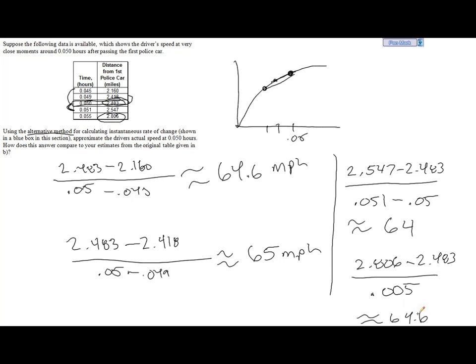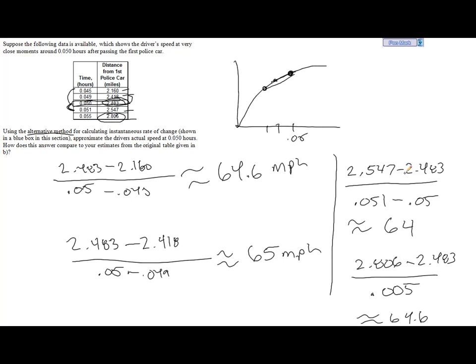Okay, well, what's happening here? Why is this behaving so strangely? It goes from 64.6 to 65 to 64 to 64.6, and chances are we're experiencing a little bit of rounding issues, that this data probably has some extra rounding taking place. That is, if we had more decimal places, we'd probably see more consistency. And this sometimes happens when you're working with the instantaneous rate of change and you're really compressing points very close together.